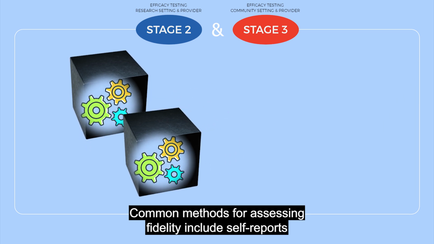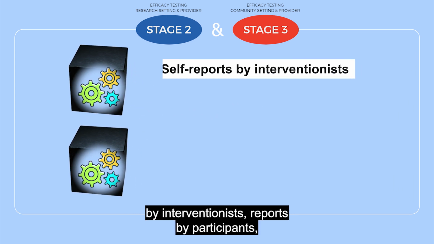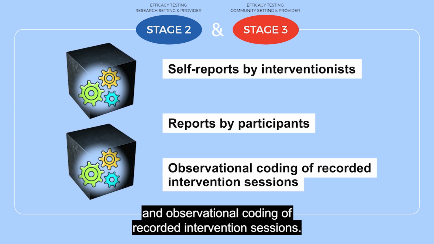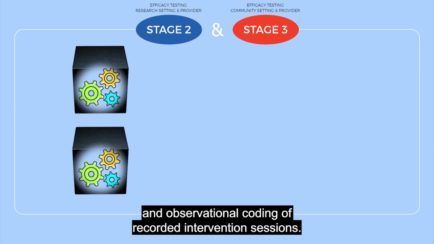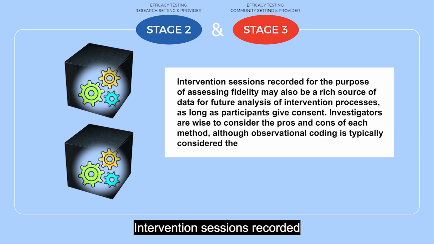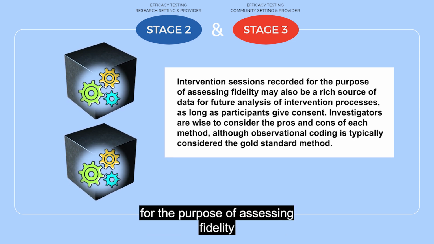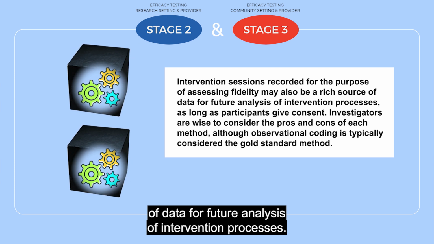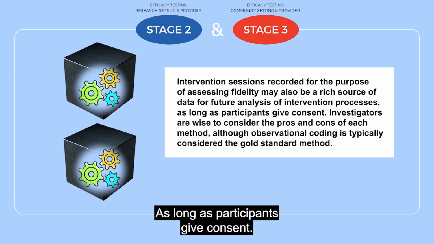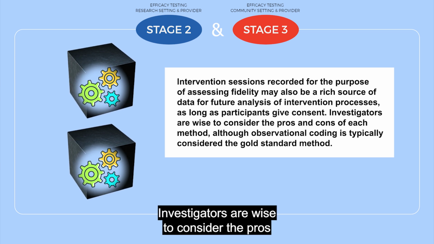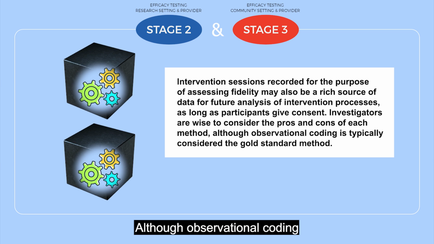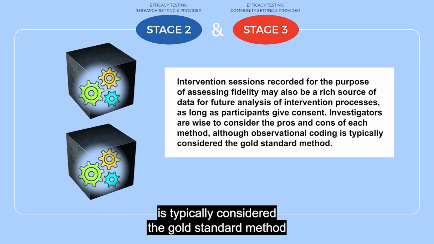Common methods for assessing fidelity include self-reports by interventionists, reports by participants, and observational coding of recorded intervention sessions. Intervention sessions recorded for the purpose of assessing fidelity may also be a rich source of data for future analysis of intervention processes, as long as participants give consent. Investigators are wise to consider the pros and cons of each method, although observational coding is typically considered the gold standard method.